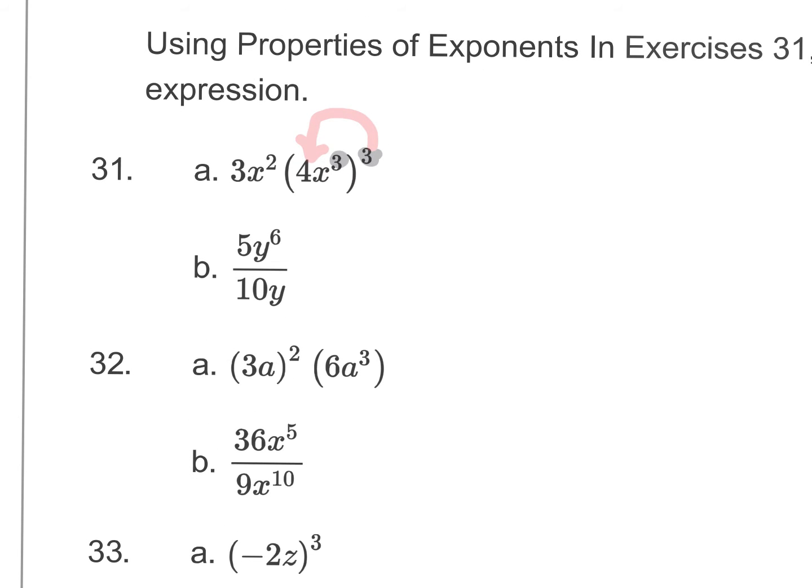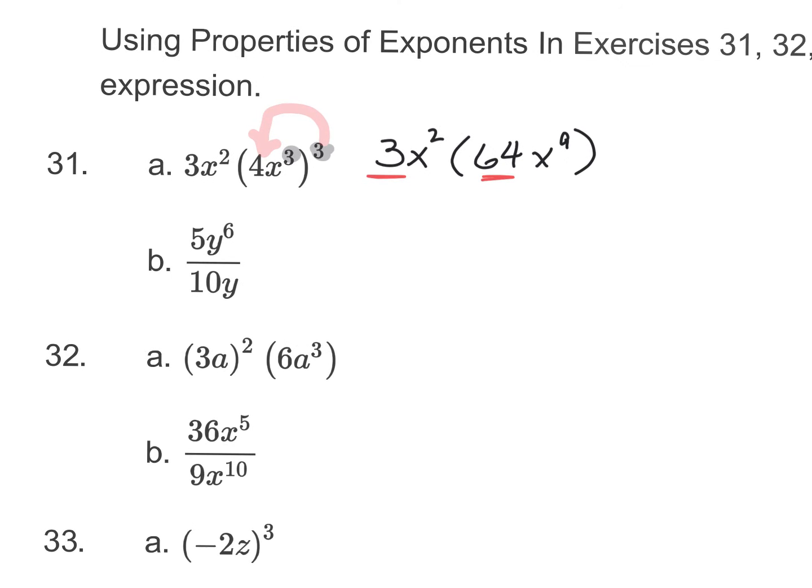So I'm just going to leave the 3x squared there first. Then I'm going to apply that power to the power. 4 to the third power is 64. And then x to the third raised to the third power becomes x to the 9th. Now I can multiply my coefficients here. 64 times 3 is 192. And then remember, when you multiply variables that have exponents, you add them. So this becomes x to the 11th.